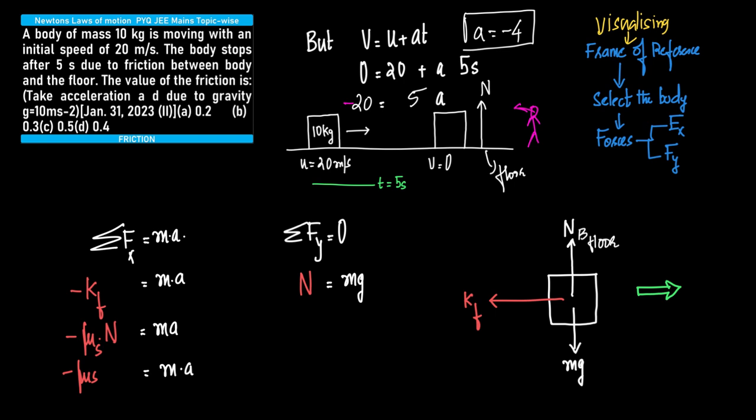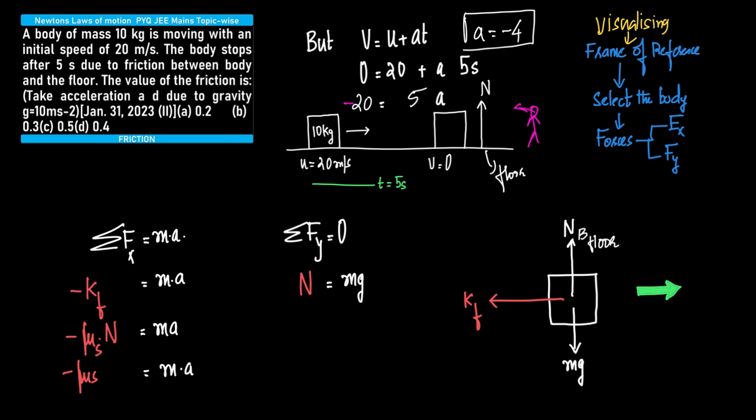And since the net direction of motion is towards the right, we know that friction will act towards the left. But now the question comes up, although not mentioned in this given problem: what kind of friction is this? Is this static friction or is this kinetic friction? Well, we need to understand the concept here.